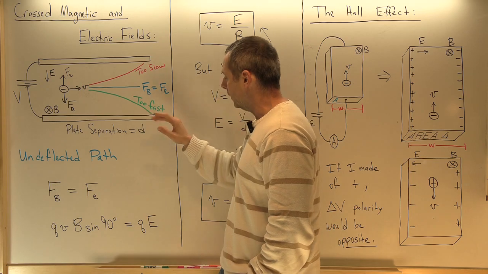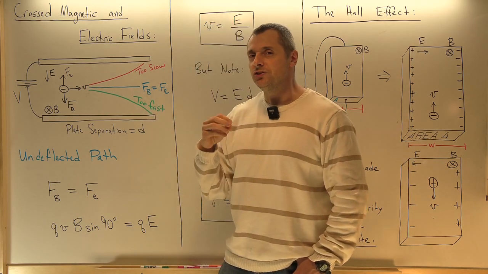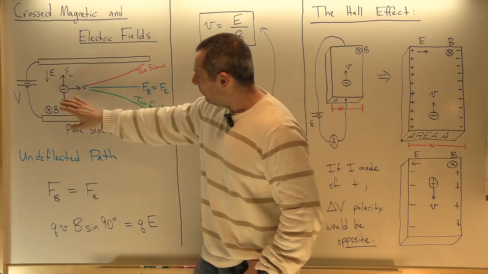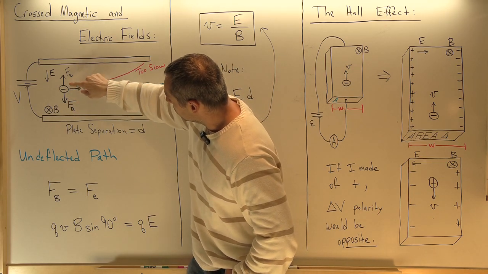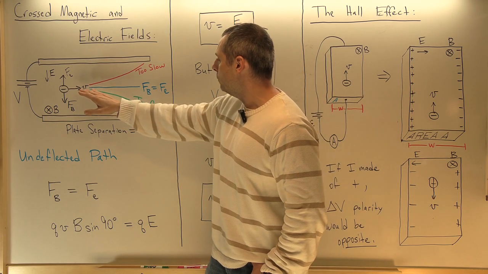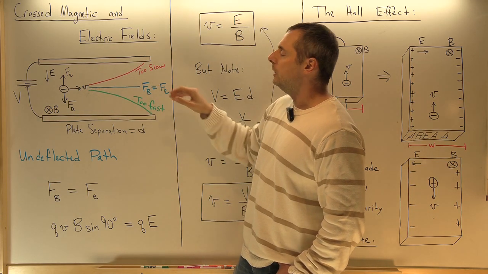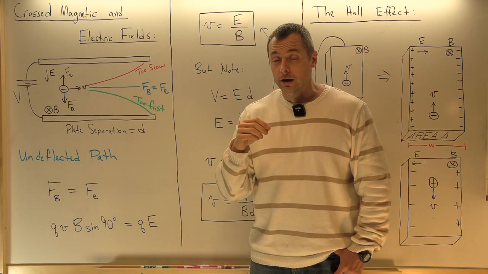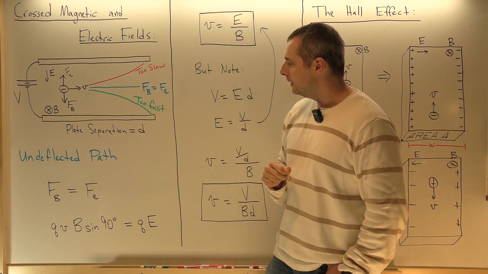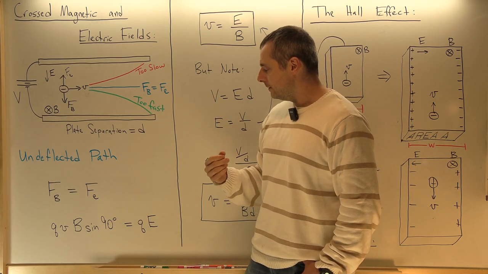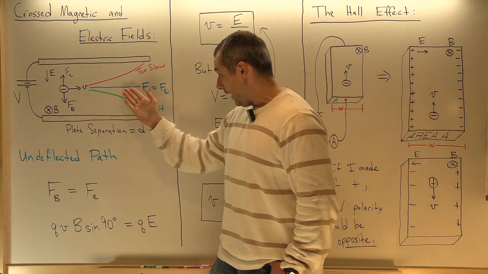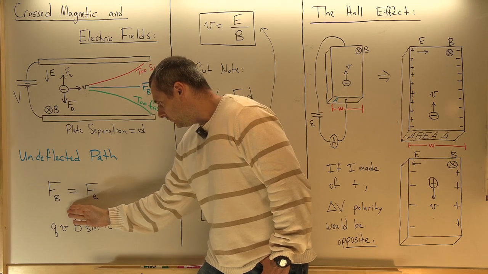So the magnetic force is bigger. If the velocity is just right, just large enough, the magnetic force will match the electric force, they'll be equal, and so the net force will be zero. It'll travel, this electron, at constant velocity in a straight line path. So we want to now analyze that undeflected path. So for this path, the net force is zero.